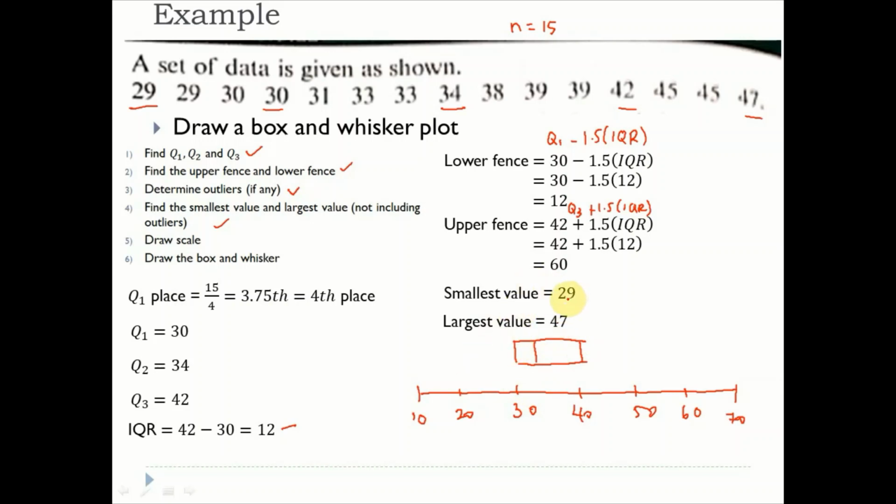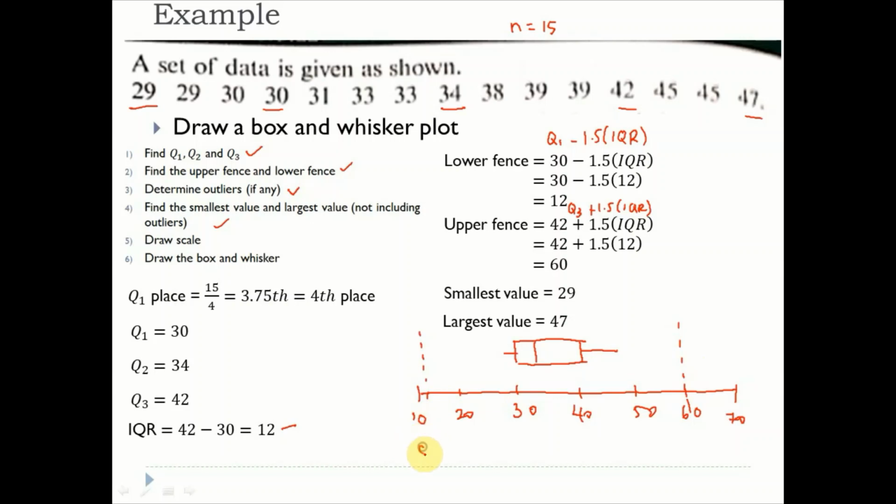Next is kita tengok the smallest value. Smallest value is 29. So sini 29, so you akan daripada 29 you akan tarik go to the box. Okay, and the largest value is 47. 47 maybe somewhere here, you akan tarik go to the box. Okay, and then we will draw our fence. Our fence is 12. Somewhere here, fence is dotted line. Upper fence is 60 here.